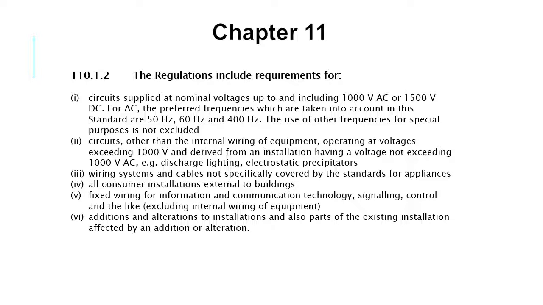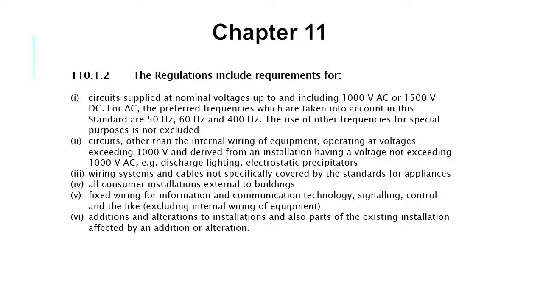The regulations also only cover circuits supplied at nominal voltages up to 1000 volts AC or 1500 volts DC. We're looking at frequencies in the range of 50, 60 and 400 Hertz. Now, circuits other than internal wiring of equipment operating at voltages exceeding 1000 volts but being derived from an installation having a voltage not exceeding 1000 volts are covered by this book.